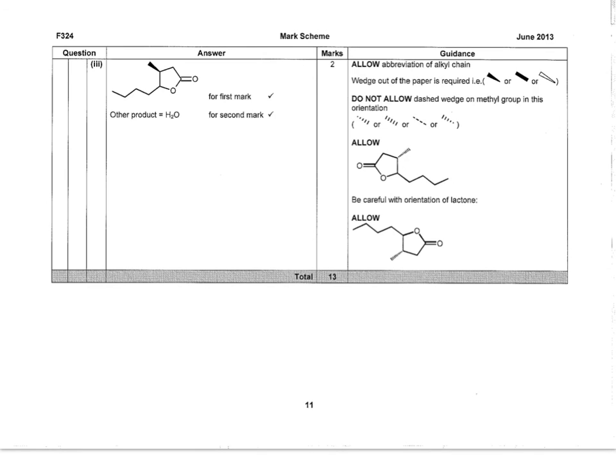So hopefully this is a reasonably useful clip in introducing you to carboxylic acids and esters and showing you how you can apply knowledge of them and knowledge from your AS year, your first year, to a fairly applied sort of exam style question.